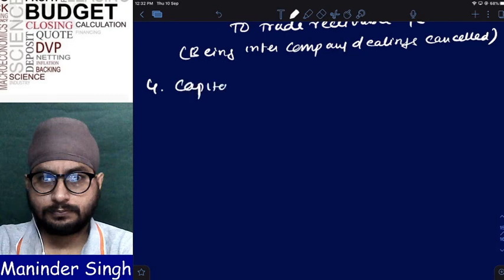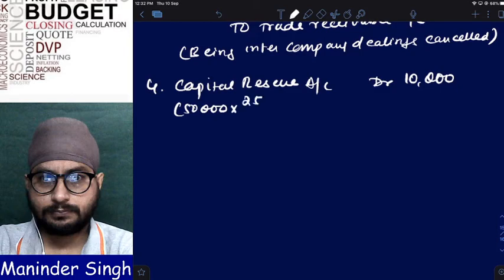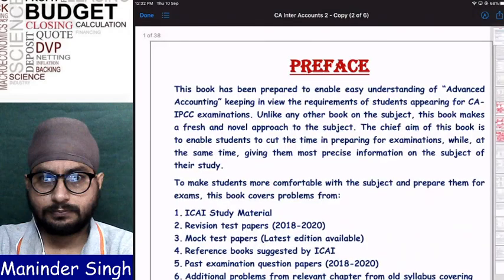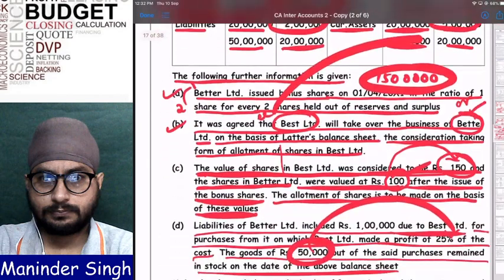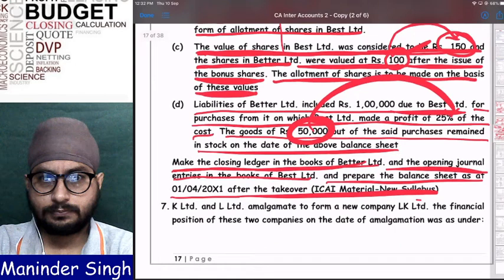So capital reserve account debit. How much? 10,000. How did we get this? 50,000 into 25 by 125, or you can say 50,000 into 20%. Now, second. Now listen, what is to be credited? See, liabilities of Better Limited. If 10,000 is a liability of Better Limited, it will be an asset of Best Limited or not?